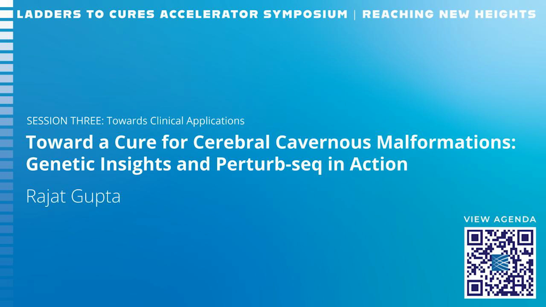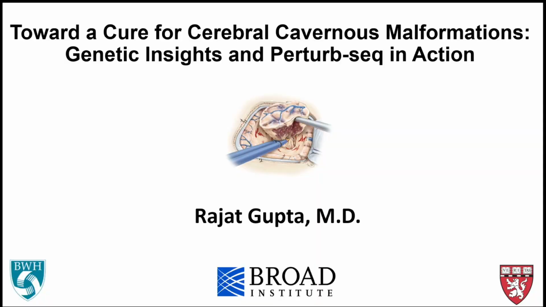It's a pleasure to introduce Dr. Rajat Gupta. Raj Gupta is an assistant professor of medicine at Harvard Medical School with a research lab in the Division of Cardiovascular Medicine and Genetics at Brigham and Women's Hospital, and also here at the Broad Institute. As a physician scientist, he is interested in how genetic mutations affect vascular function, especially to find new treatment targets. And that's what he's going to talk about today in the talk titled Toward a Cure for Cerebral Cavernous Malformations, Genetic Insights and Perturb-seq in Action. I'm very excited about the in action part.